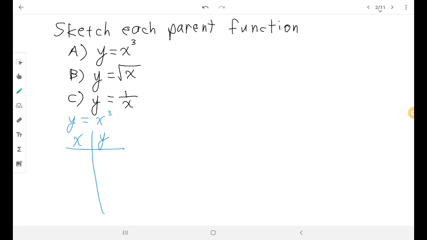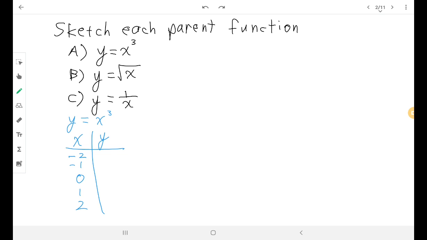So if you start with -2, -1, 0, 1, and 2 as your choices for x, remember you get to choose x. That's why it's called the independent variable. The independent variable is the variable or variables that are inside the main expression. The dependent variable is always the answer.